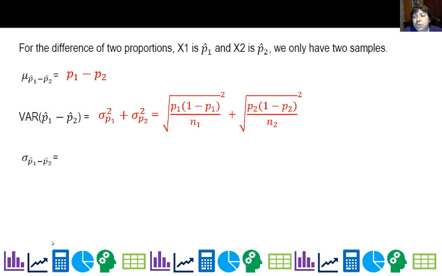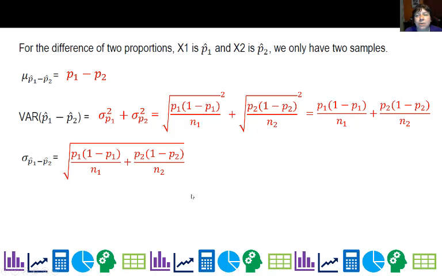Because it's a proportion, I know what the standard deviation should be. So for sample 1, it should be P1 times 1 minus P1 all over N1, take the square root, but I'm squaring it. And then the same thing for sample 2. If I square it, that essentially gets rid of the square roots. Then to get the standard deviation from the variance, we take the square root of that, and that gives us our formula.